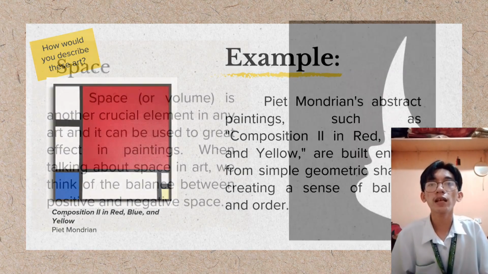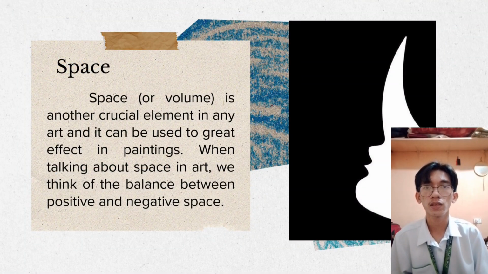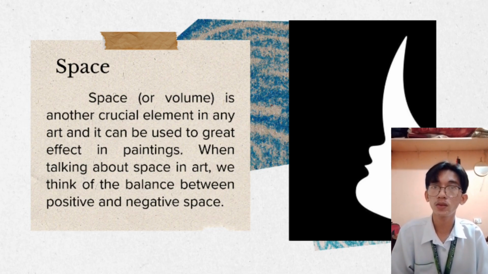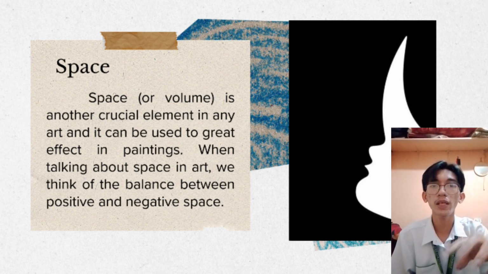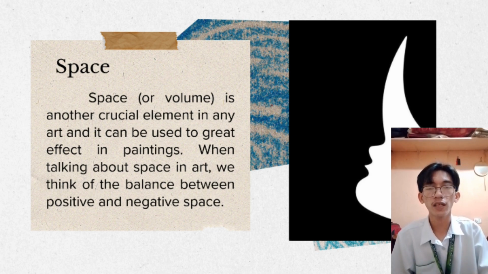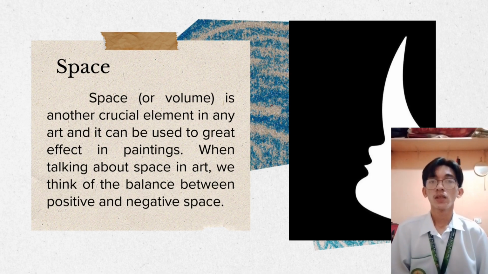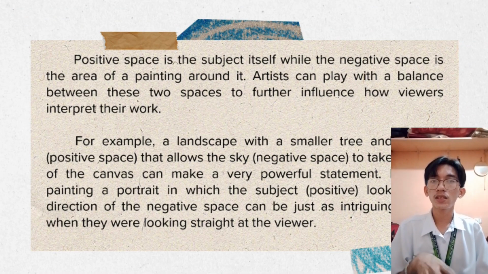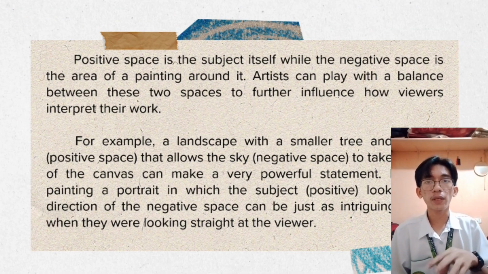And lastly, on my topic of elements of painting is space. Space or volume is another crucial element in any art. It can be used to create great effect in paintings. When talking about space in art, we think of the balance between positive and negative space. The positive space is the subject itself, while the negative space is the area of a painting around it.